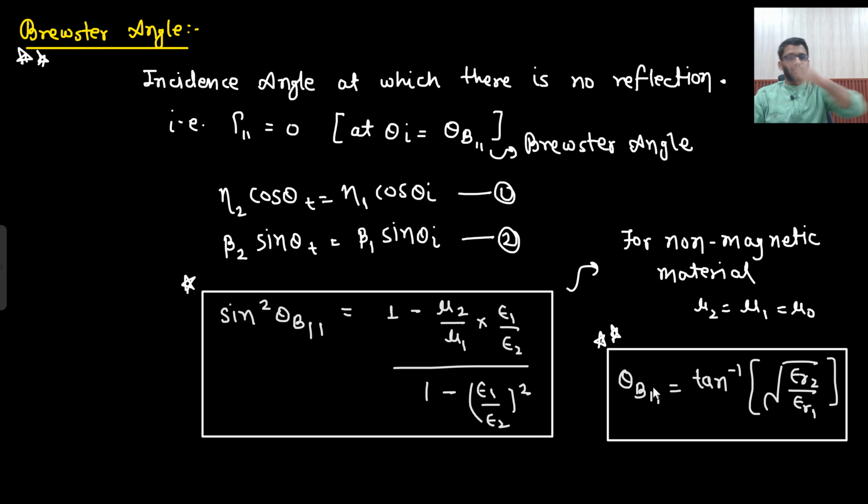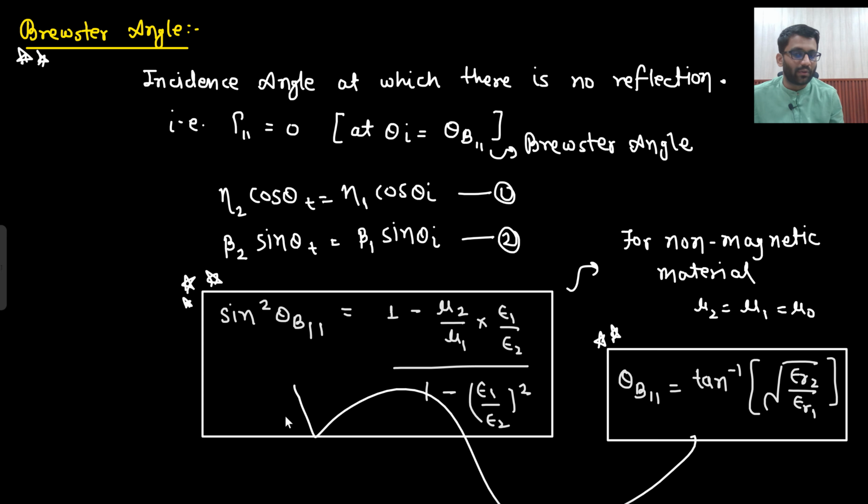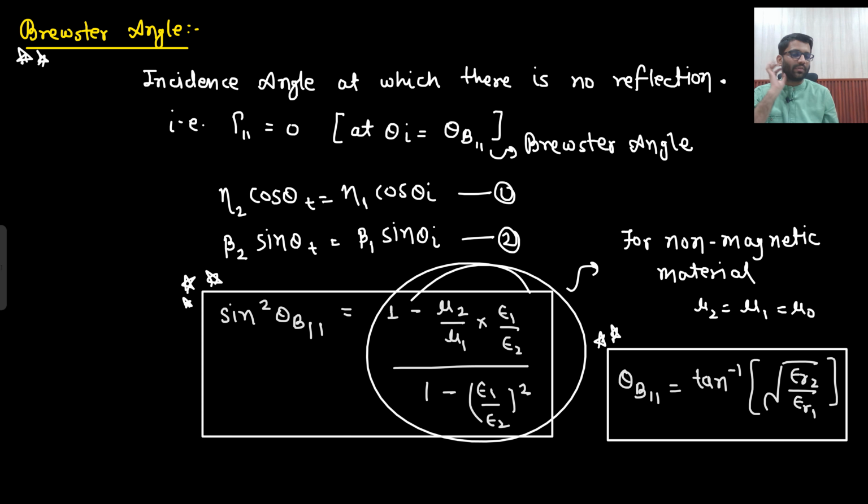So for parallel, mu will come first. So 1 minus mu 2 by mu 1. It's not that you will remember only this formula. This formula also you need to remember. I am not saying that you remember this formula. Better remember this formula only. Because from here to here you can go anyway. But from here to here you cannot go, right? If you remember this one, then certainly you will be able to get this answer. So I highly recommend to remember this formula for sure.